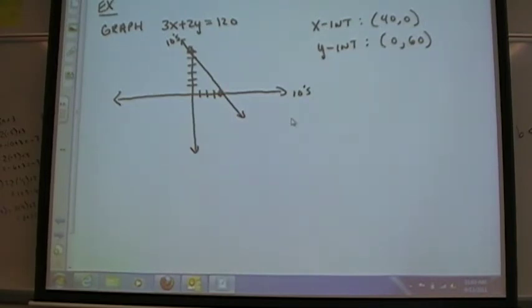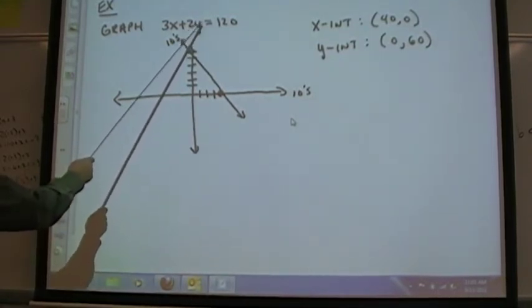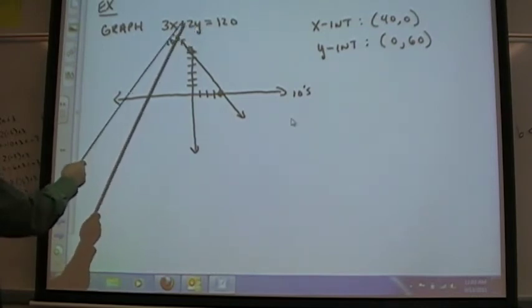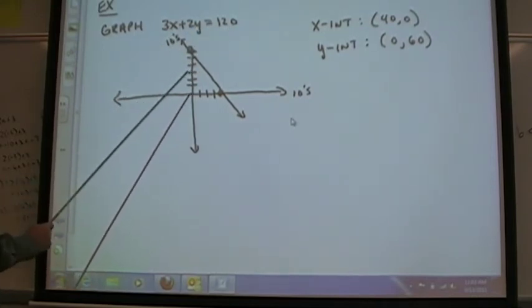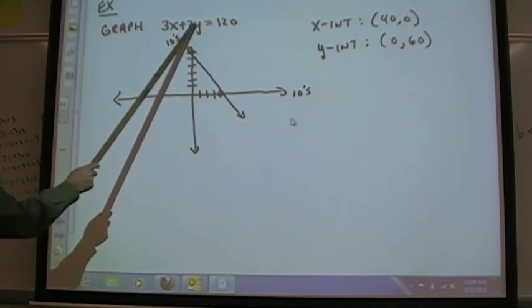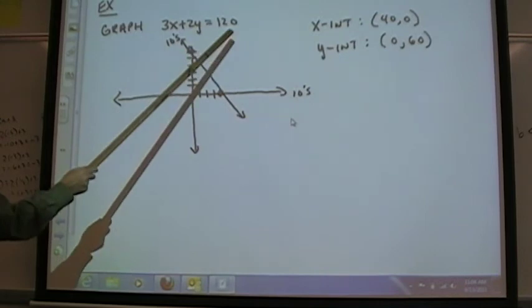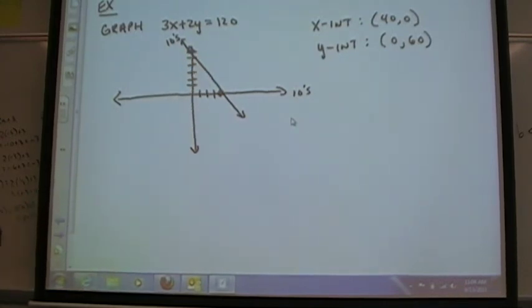Can you explain how you got 40? You plugged in 0 for y. What's 2 times 0? 0. So you're left with 3x equals 120. Then it's just divide by 3. So basically, to get the x-intercept, you can just ignore this term and solve for x. To get the y-intercept, you just ignore this and solve for y. That's why standard form, I think, is pretty easy. Okay. Question on that?